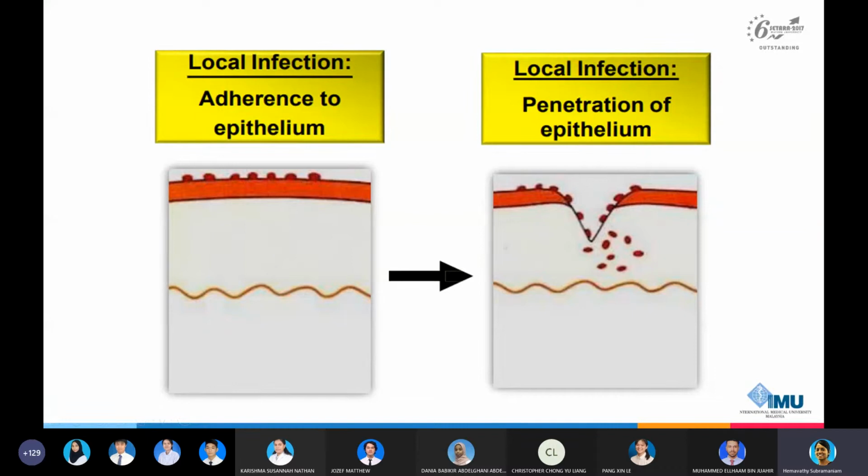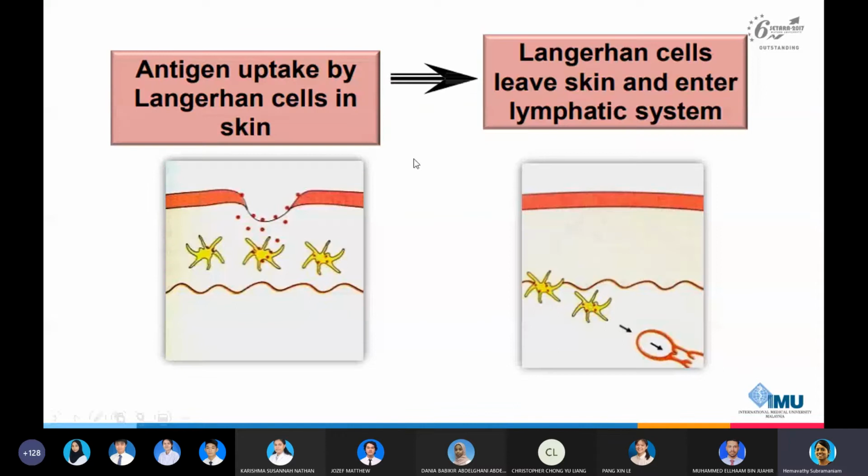And then penetration of epithelium. So these have fulfilled rule number one. Okay, penetration of epithelium. So now adaptive immunity can take charge. Next, antigen uptake by Langerhans cells in the skin. So they will take up this antigen here, the red color dots. And then the Langerhans cells will leave the skin and enter the lymphatic system.